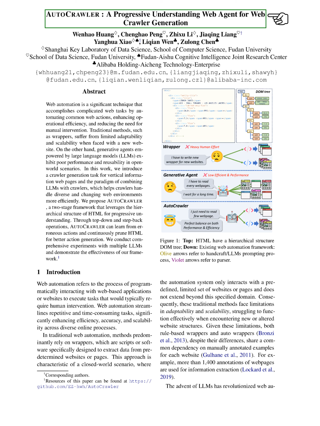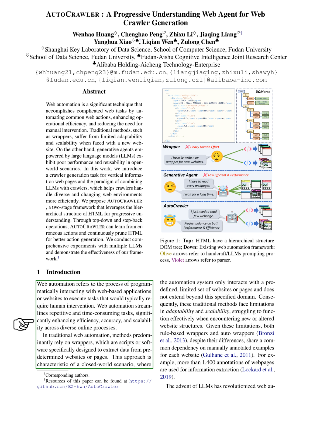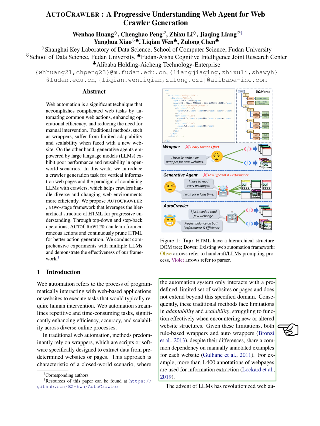Section: Introduction. In this section, we will discuss web automation, which involves automating tasks on websites without human intervention. This automation saves time and improves efficiency. Traditional methods use wrappers to extract data from specific websites, limiting adaptability to new or changed website structures. Rule-based and auto wrappers both rely on manual examples for each website.